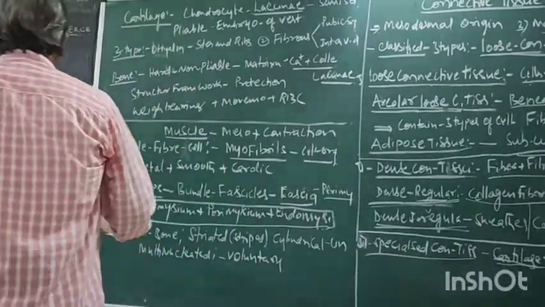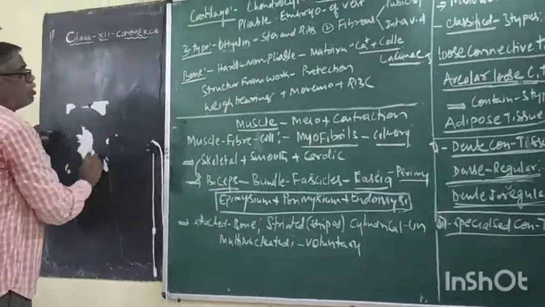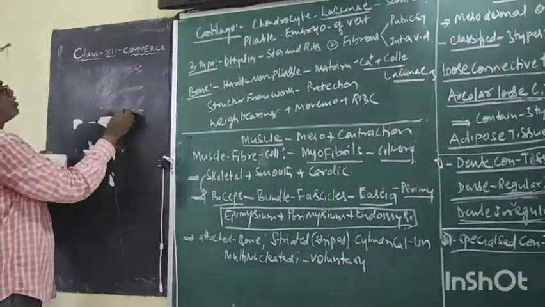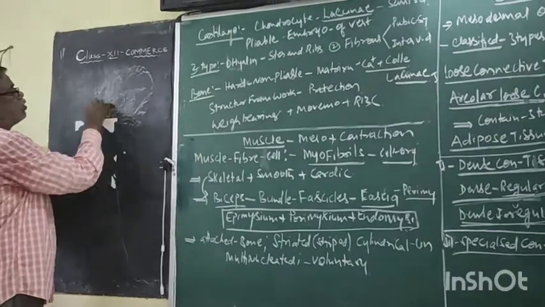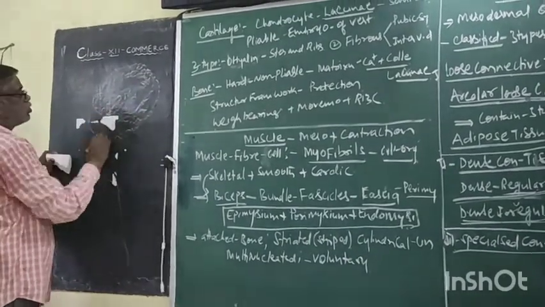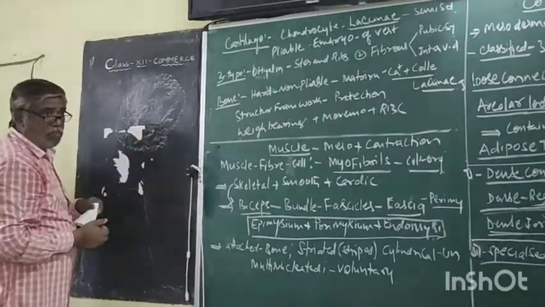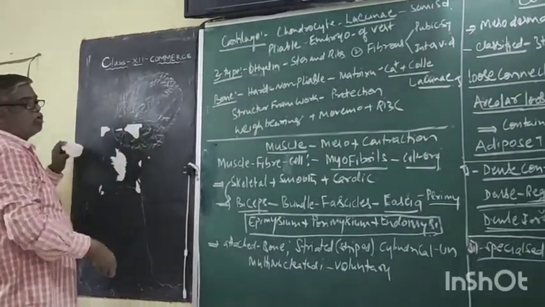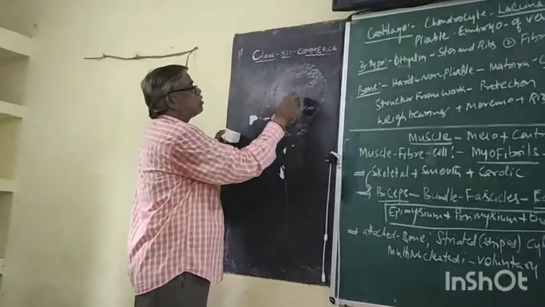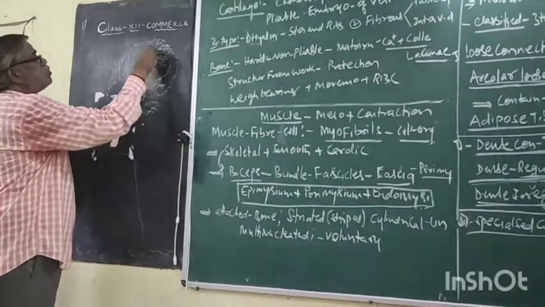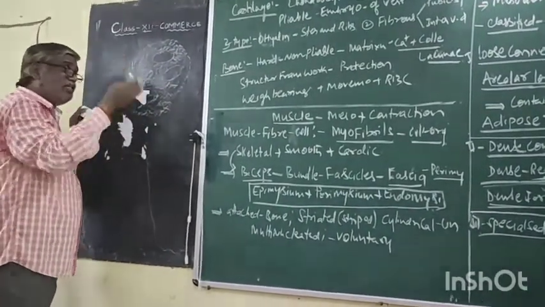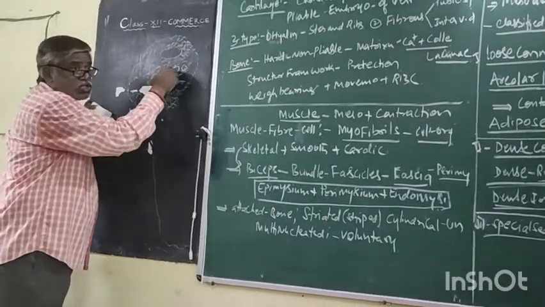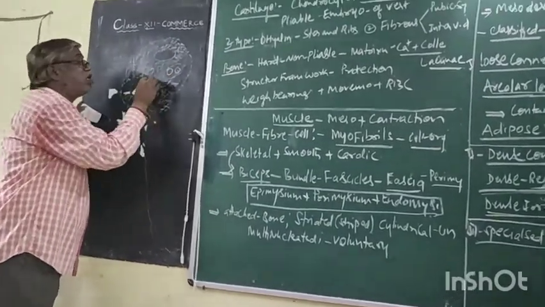See, just see. Now this is the matrix. In the matrix, some empty places are there. These empty places are called lacunae. In these lacunae are the chondrocytes. That means the chondrocytes are not directly floating in the matrix.